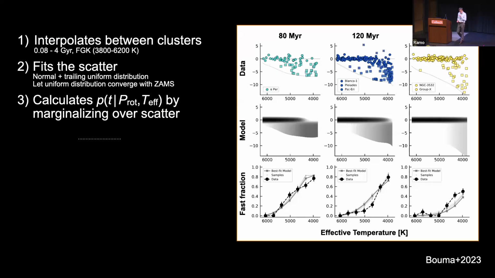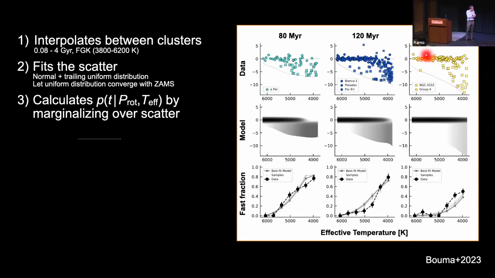Now, I can spell out the details just a little bit more about what this model is, how it works. I call it gyro-interp because it's gyrochronology by interpolation. And the idea is you interpolate between these cluster sequences. You fit some model to the scatter around the mean evolution, and then you apply Bayes' theorem. So you calculate the probability of a given age, given the rotation periods and temperatures and their uncertainties, and then marginalize over the intrinsic scatter. So what I mean by fit the scatter of the sequences is shown here. So at 80 million years, 120, and 300, the stars are converging to the slow sequence in an effective temperature-dependent way because the pre-main sequence contraction timescale depends on the stellar temperature, or mass.